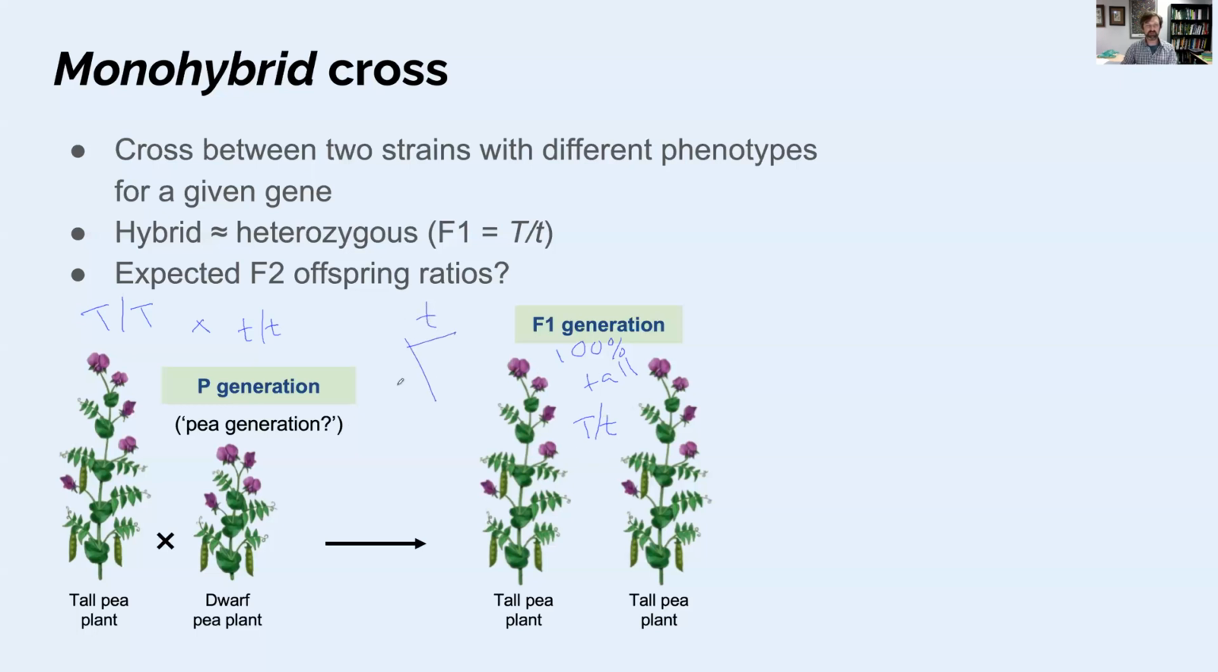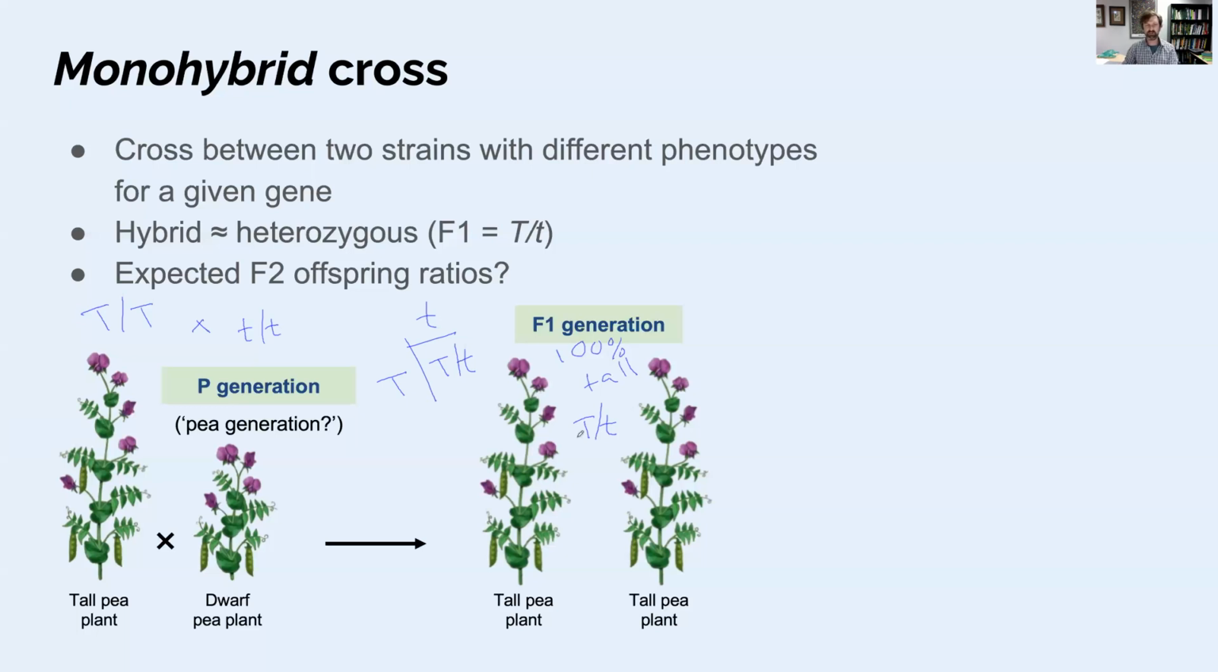A Punnett square would involve one kind of gamete from the tall parent, one kind of gamete from the dwarf parent, and just reinforce the idea that there's only one way that those can combine to get us a diploid offspring genotype, which is tall and heterozygous.